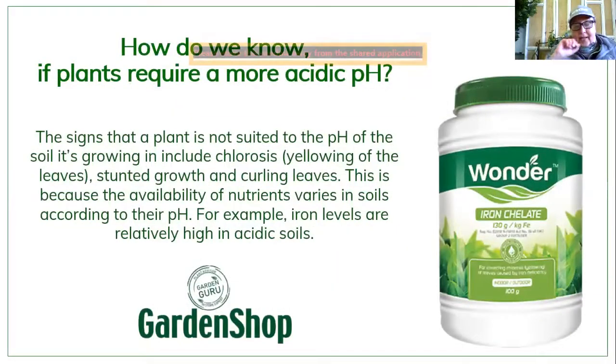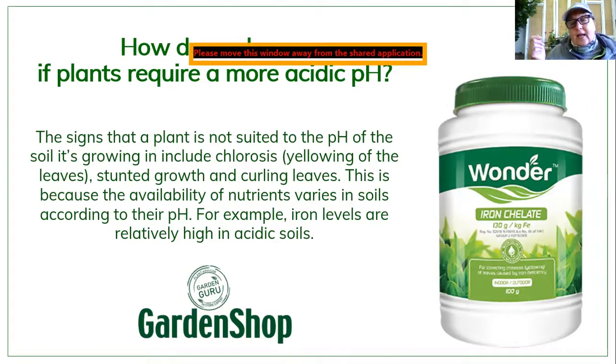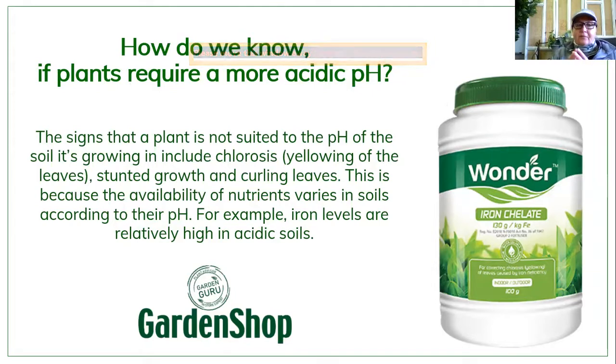Now, how do we know if plants require a more acidic pH? The signs that a plant is not suited for the pH of the soil can manifest in several ways. You can get chlorosis, that's the yellowing of the leaves, and usually yellowing of leaves can be one of two things. It can be a nitrogen shortage or an iron shortage.